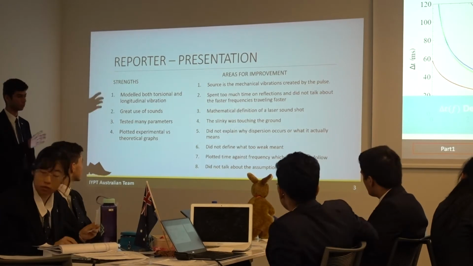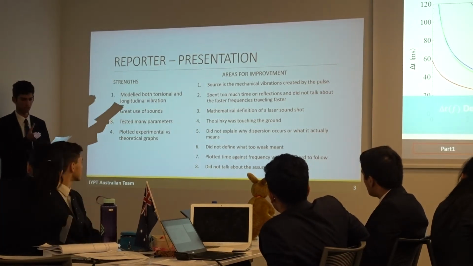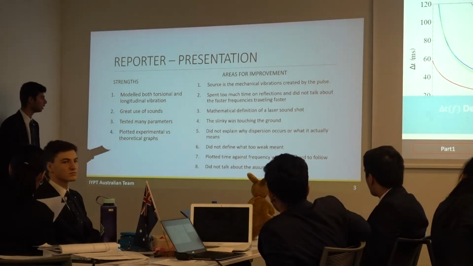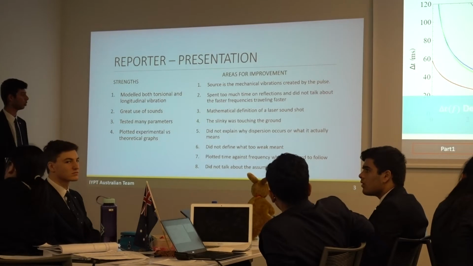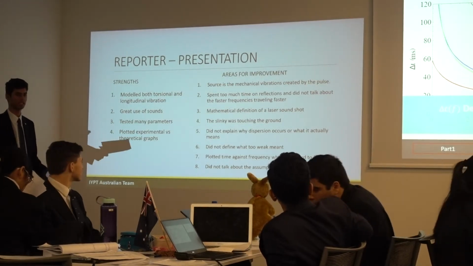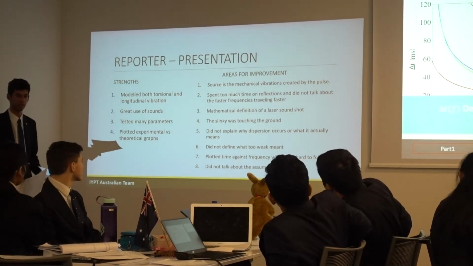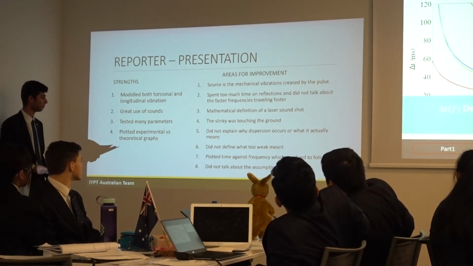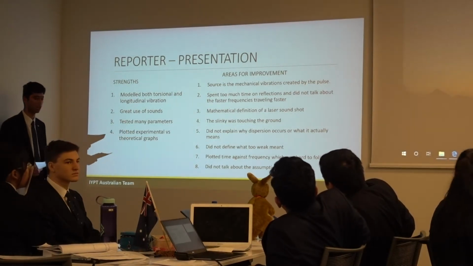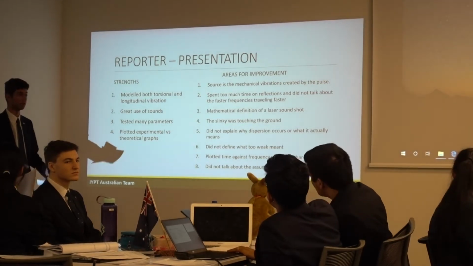In their setup, the slinky was held vertical. They did not explain what the effect of the slinky bunched up on the ground and the reflections through the ground would be. They did not go through why dispersion occurs or what it actually means and how that affects the sounds. They did not define what too weak of an extension meant numerically. They plotted time against frequency instead of frequency against time, which is quite hard to follow. And they did not talk about the assumptions they made during their model.